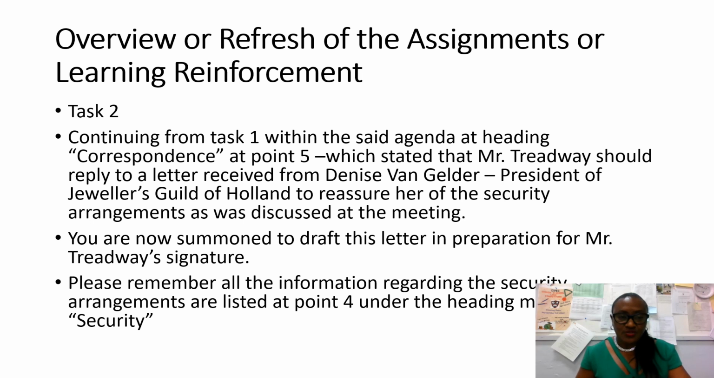Following on to Task 2, the same agenda should be used. Inside this agenda, there's a heading known as correspondence at point 5, which stated that Mr. Treadway should reply to a letter received from Ms. Denise van Gelder, President of Jewelers Guild of Holland, to reassure her of the security arrangements as was discussed at the meeting. You are summoned to draft this letter in preparation for Mr. Treadway's signature. Please remember all information regarding the security arrangements are listed at point 4 with the heading Security.